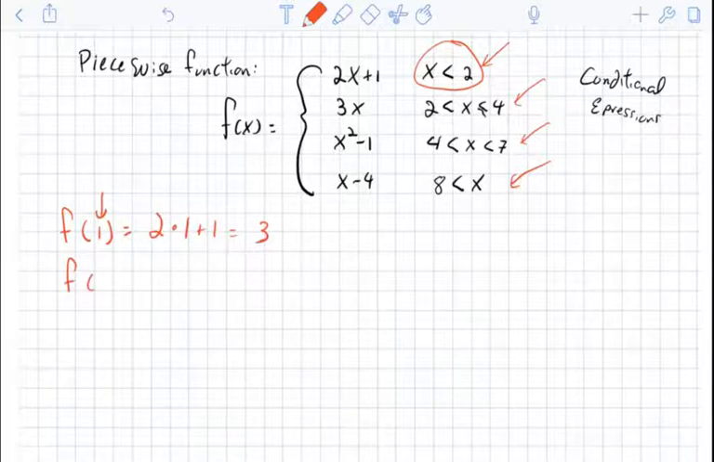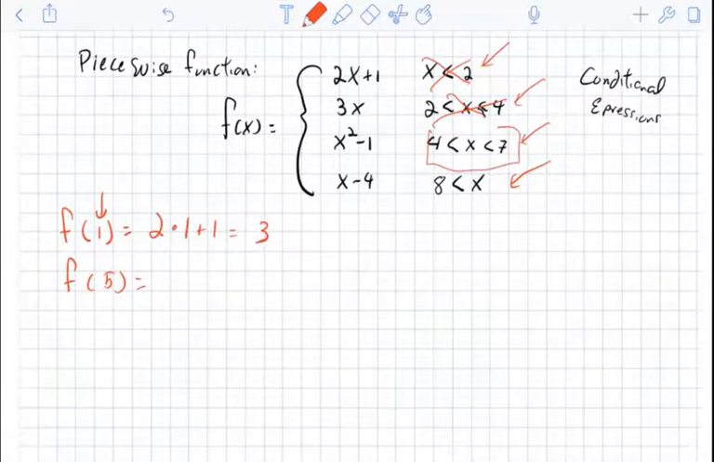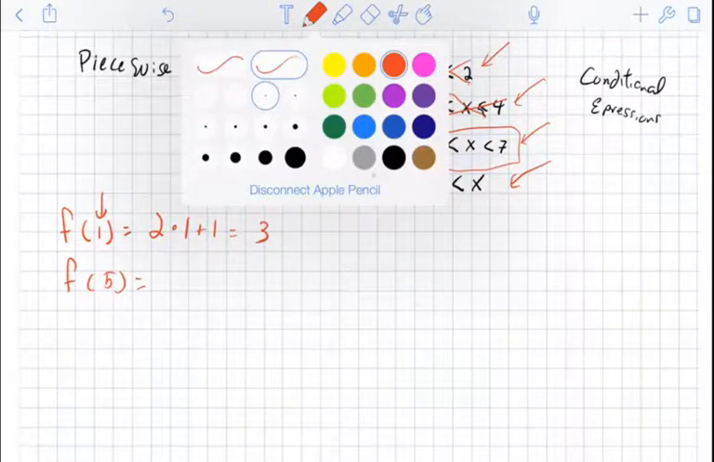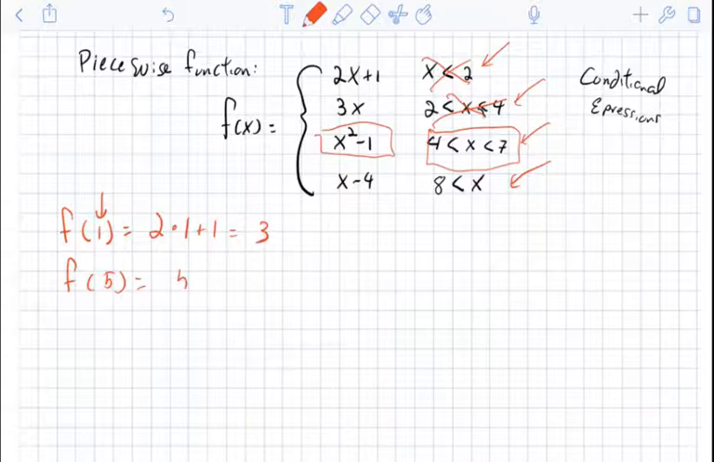What about f of 5? When x is equal to 5, which of these conditions does it satisfy? Well, it doesn't satisfy this one because 5 is bigger than 2. It doesn't satisfy this one because 5 is bigger than 4. It satisfies this one. So I'm going to use this expression to calculate the value of f. So it goes 5 squared minus 1. So 25 minus 1 is equal to 24.